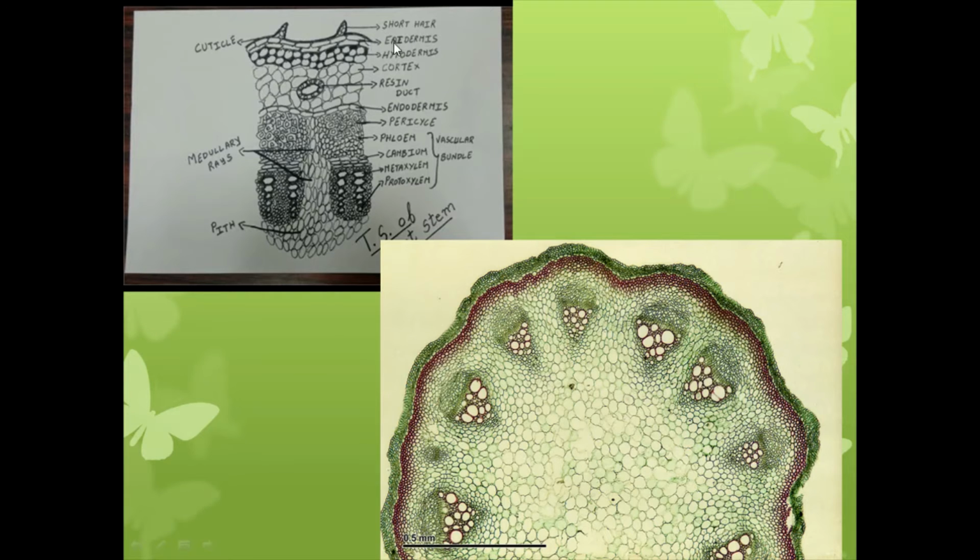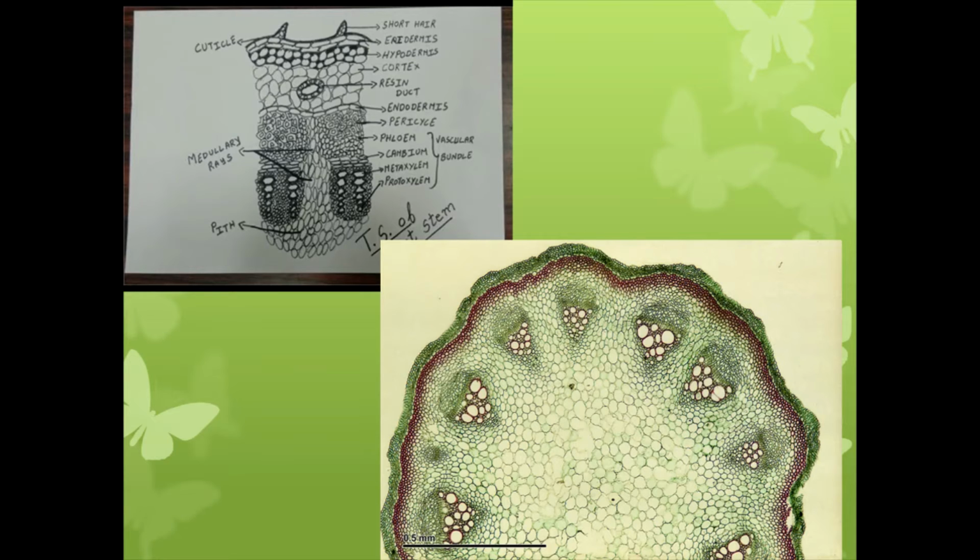The epidermis comprises parenchyma cells which are rectangular in shape and very tightly packed, and it is of a single layer. Then comes the hypodermis. The hypodermis comprises collenchyma cells, and it is a few layers in thickness. Below the hypodermis is the cortex. The cortex comprises many layers and has parenchyma cells with thin walls.